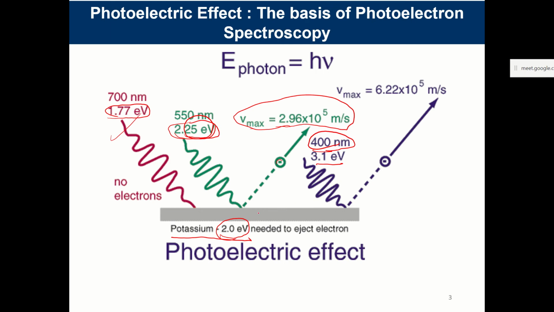So it is crossing that beyond the threshold value, so the electrons will be ejected, and the rest of the energy, that is 1.1 eV, will be its kinetic energy. So it moves with a much higher velocity, which is shown over here, 6.2 into 10 to the power 5. So this is the kinetic energy that is analyzed in the photoelectron spectroscopy.